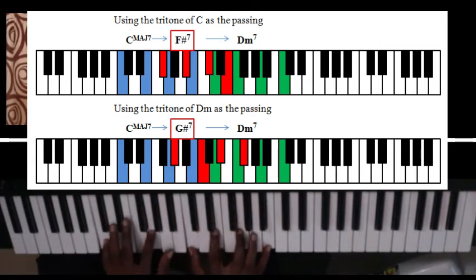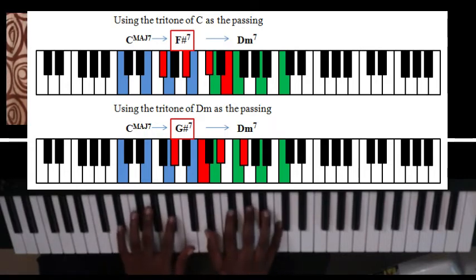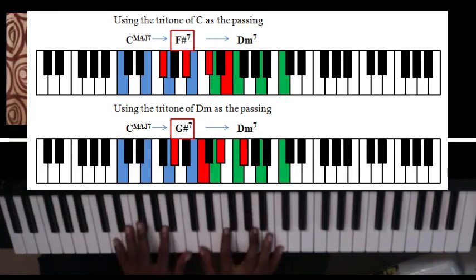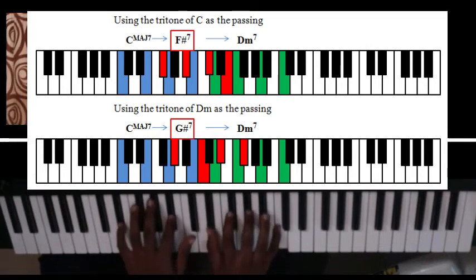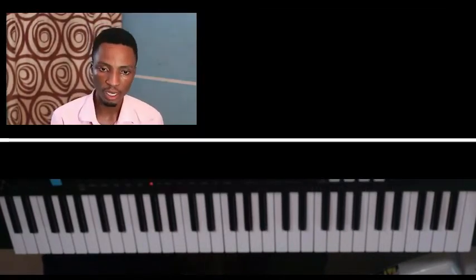So we're playing. And I can play the E flat as the bass. So that's what tritone substitution passing is about.